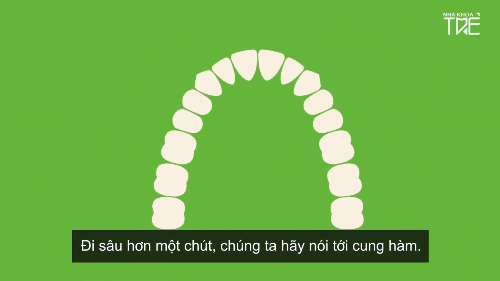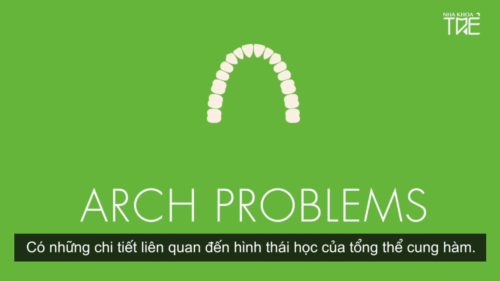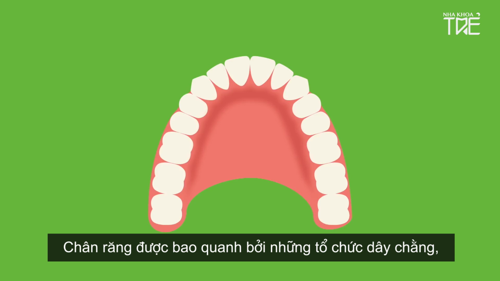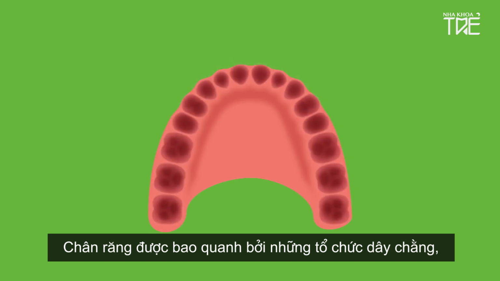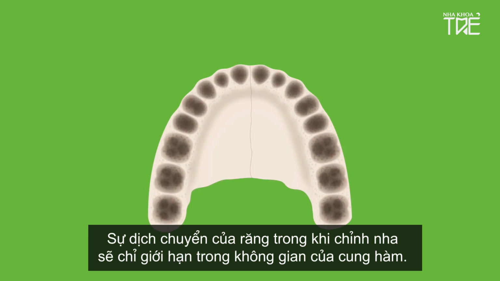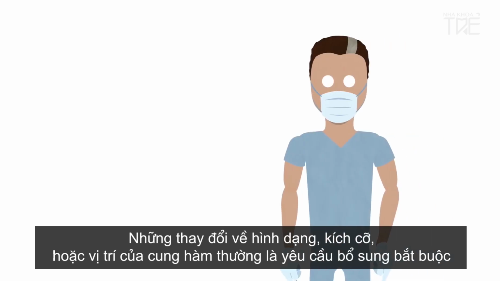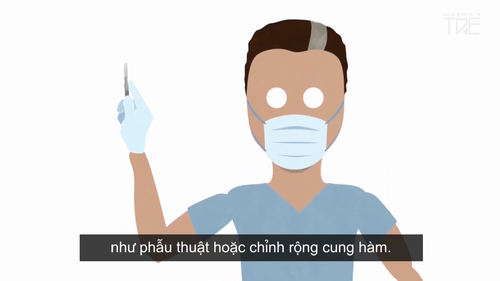If we zoom out a bit, we begin to identify arch problems. These are issues with the morphology of the overall dental arch. The roots of the teeth are surrounded by periodontal ligaments, which connect them to tooth sockets in the alveolar arch. Orthodontic movement can only occur within the space available in the alveolar arch. Major changes to the shape, size, or position of the arch usually require additional procedures, such as surgery or growth modification.